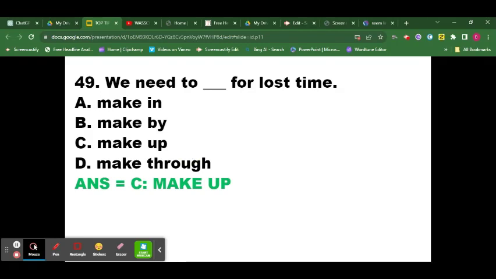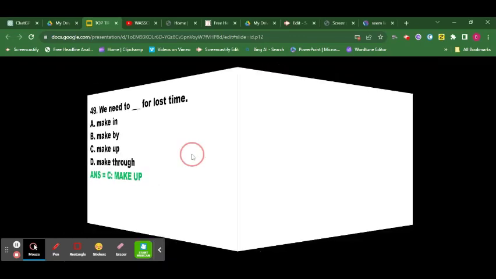When you make up for lost time, it means that you do something faster in order to compensate for not having done it quickly enough before. When you make up for something, you compensate for what you were unable to do before.